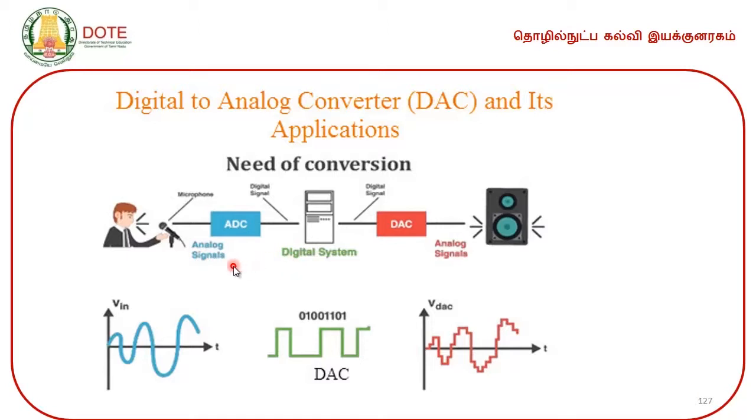My recording system is a digital system, a computer. So how can I record? This analog signal should be converted into a digital bit pattern. For that we need the analog to digital converter. Without this conversion, I cannot store my speech, I cannot record my speech. So definitely we need an analog to digital converter to convert the analog signal into digital bit patterns, ones and zeros.